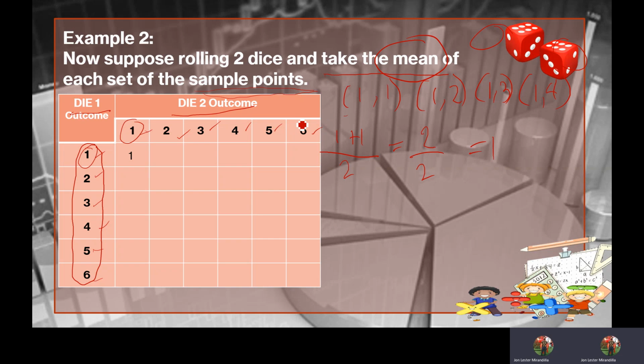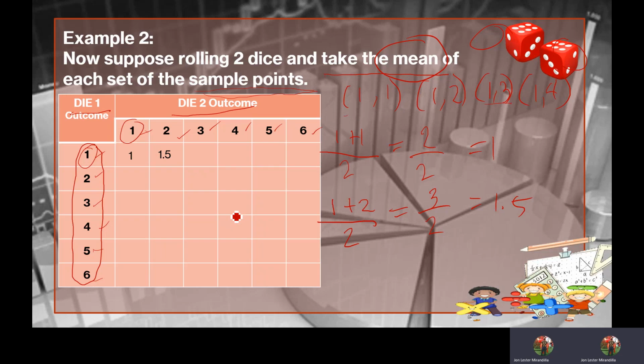How about dito sa outcomes, the combination of 1 and 2? Okay, kunin natin yung mean niya. We have 1 and 2. 1 plus 2 divided by ilang values ba? We have 1 and 2, so dalawang values ulit. 2 total values. So, we have 1 plus 2 is 3 divided by 2. So, 3 halves or 3 divided by 2 is equal to 1.5. Check na natin kung tama tayo. Okay, 1.5. Tama naman.